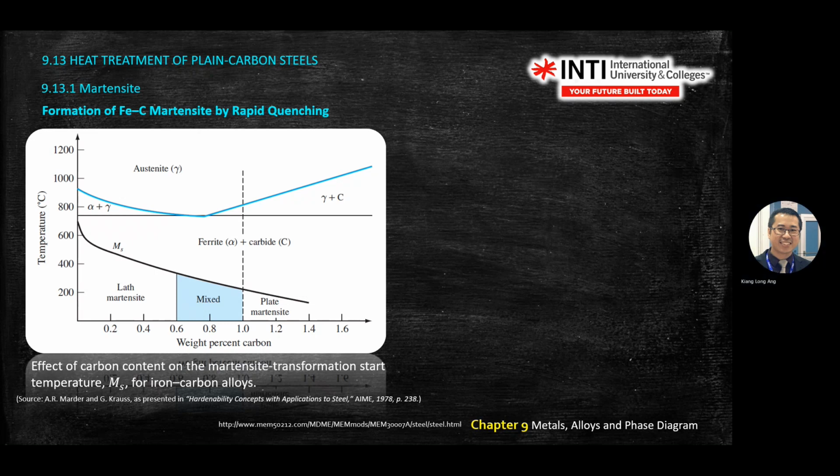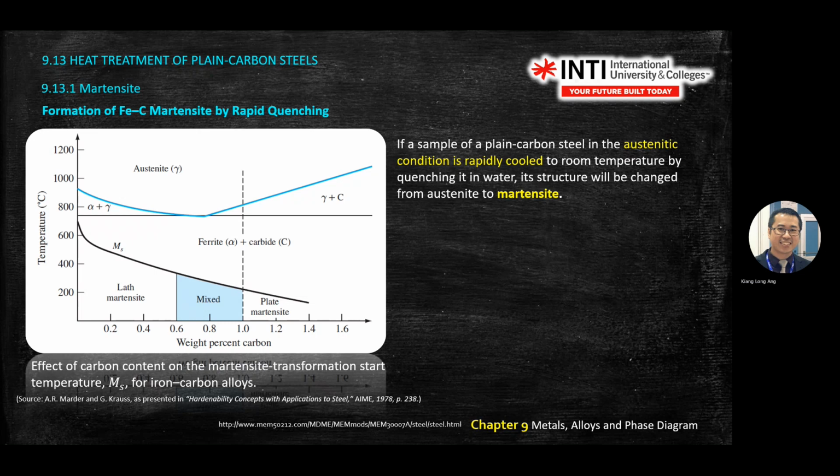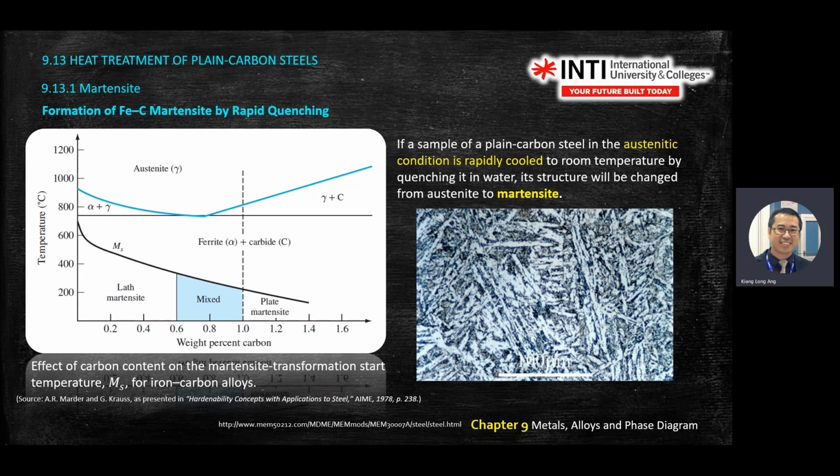Okay, then you have martensite here. You have a few types of martensite. You have lath martensite, you have plate martensite. So if your gamma is rapidly cooled to room temperature by quenching in water, the structure will change from gamma to martensite. So you should have gamma first, then you drop from any place here, and at the end you'll still get martensite. Okay. So it looks like this under the microscope.